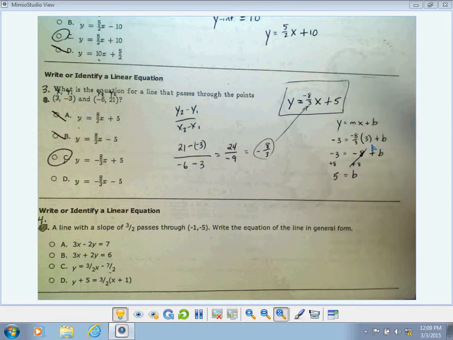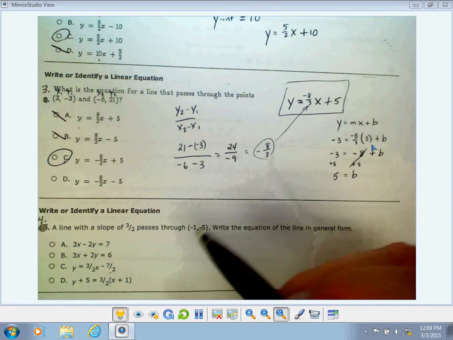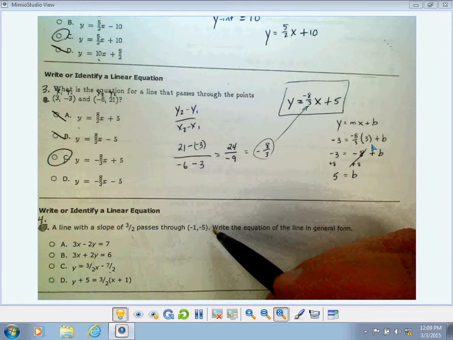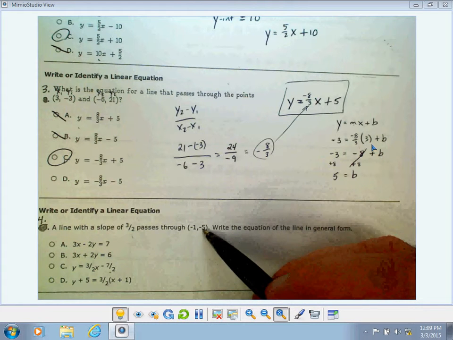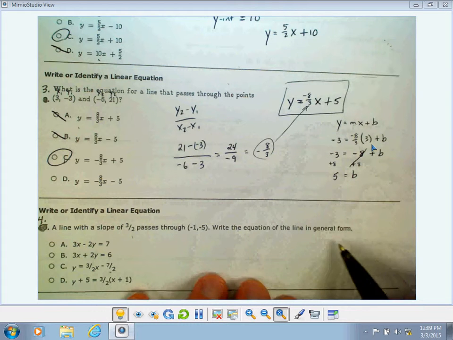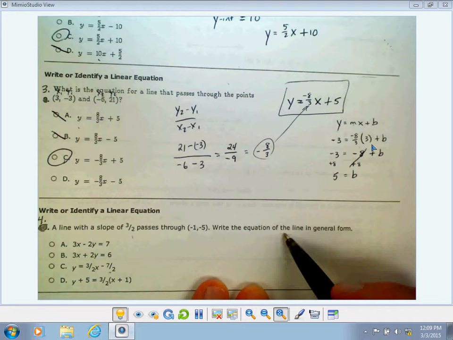Here we have a line with a slope of 3 over 2 passes through negative 1, negative 5. So we do have a slope, okay, and that's a good thing. So it means we have a little less work to do, and we have an example x and y, so we can find our b very quickly. But this one gives a little bit of a curveball. It says write the equation of the line in general form.